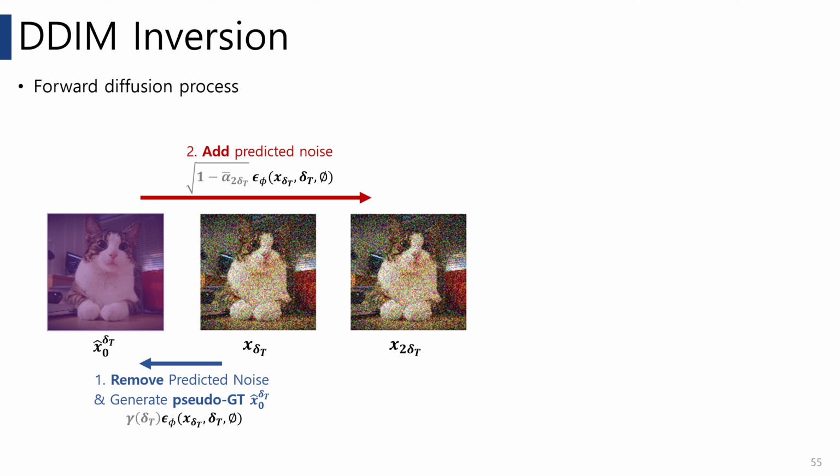Then x delta is fed into the unit to predict the noise at time step delta. This noise is removed to generate the pseudo-GT x delta hat. Also, the predicted noise at time step delta is scaled by the scheduling weight for the next interval step 2 delta, representing the noise for the 0 to 2 delta interval. This adjusted noise is added to x delta hat, producing the noisy latent x2 delta at interval step 2 delta.